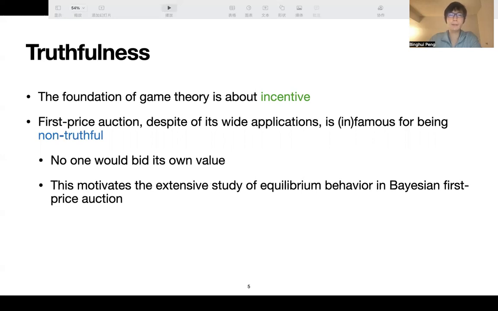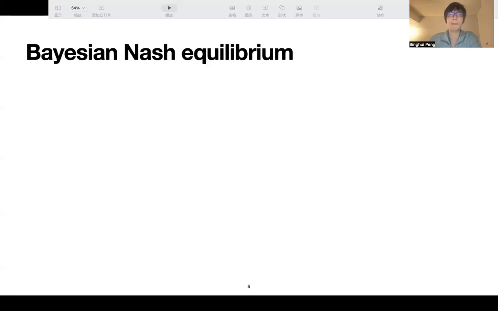Because the first price auction is not truthful, this motivates the study of equilibrium behavior in first price auction, and people want to figure out what exactly the agents or the bidders would do in a first price auction. Now let me formally define the concept of Bayesian Nash equilibrium in the first price auction.